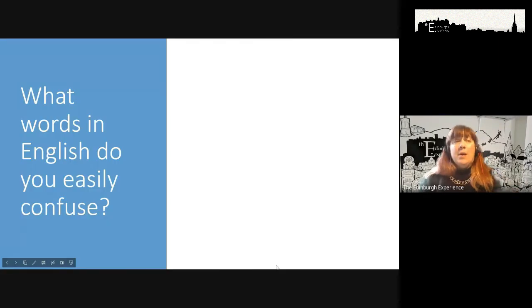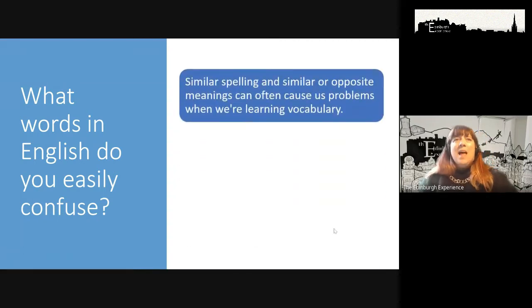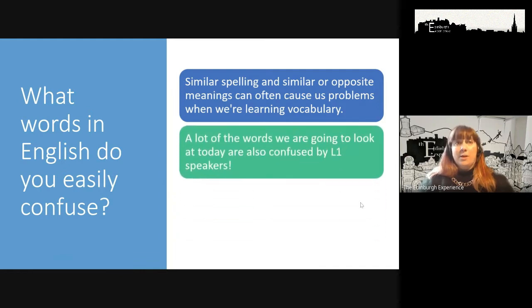So I'm wondering what words you find confusing in English, because there's lots of words which look similar or sound similar, and sometimes if the spelling is similar and or they have opposite meanings, it's normal for us to get confused, or to cause us problems when we're learning vocabulary.